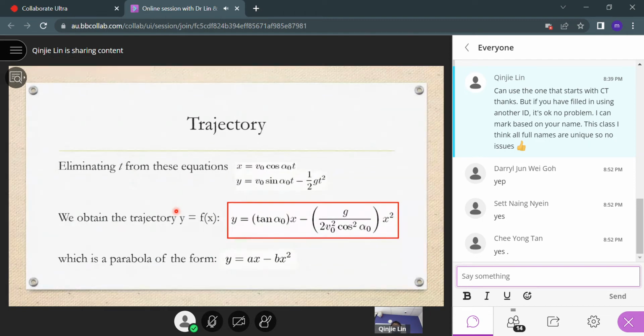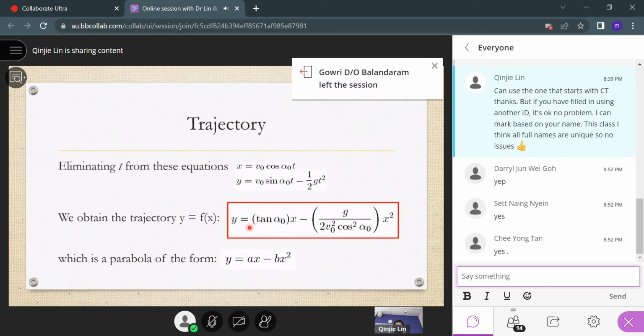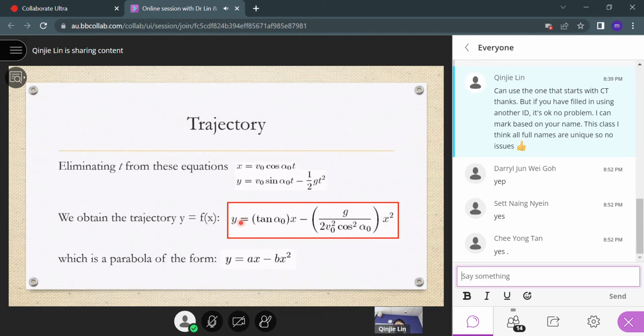So for the trajectory, if you want to plot out the path, what do you need at the end? You need y and x, right? y in terms of x, then you plot it on the graph. So we will use these equations and try to eliminate t. We end up with an equation with y equals to something in x. It may not look so simple, but when you plot it on a graph, it will give you some shape. That shape that we see is actually the path taken, which we call the trajectory.